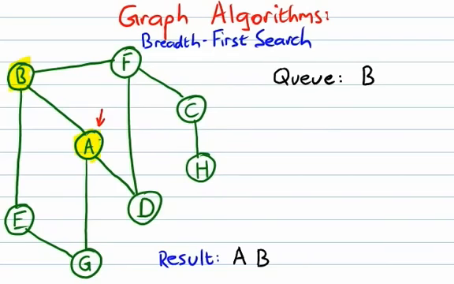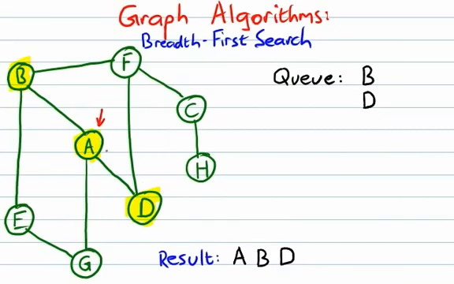So we're going to continue on from vertex A and take a look at the next vertex that's connected to it alphabetically, which is D. Mark it as visited, and add it to the queue. Again, we're not moving to D yet.